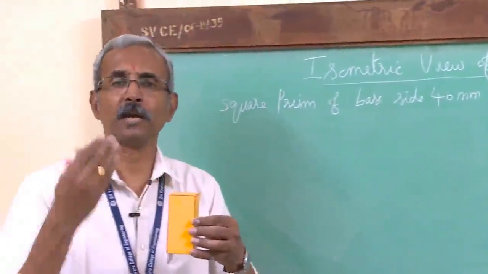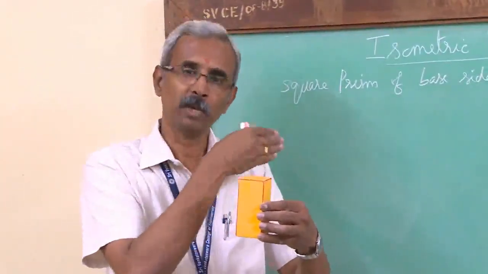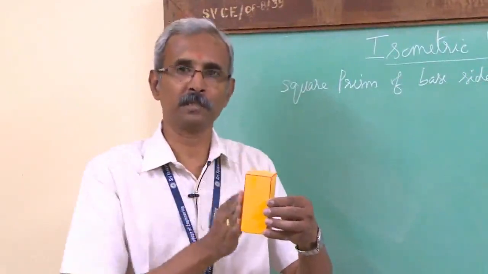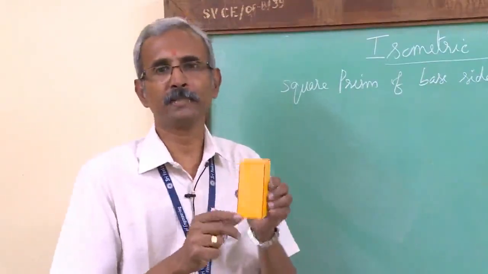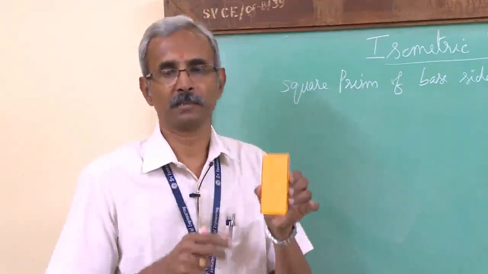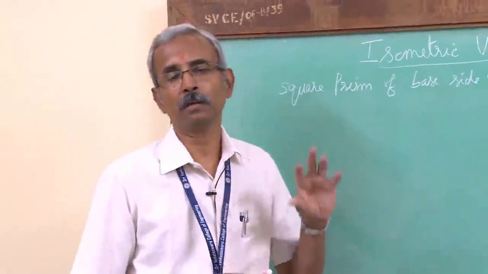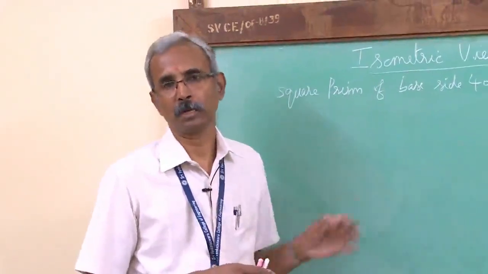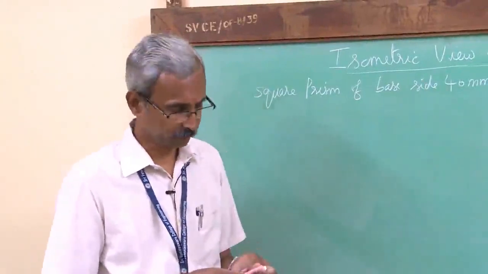They can also ask in the other way. Instead of saying that one rectangular face is parallel to VP, they may also say that one of the rectangular faces is perpendicular to your VP. Either way they can ask, but in both cases this prism will rest like this. Before starting, we have to draw the orthographic views of the solid, the front view and top view, and then move on to the isometric view.